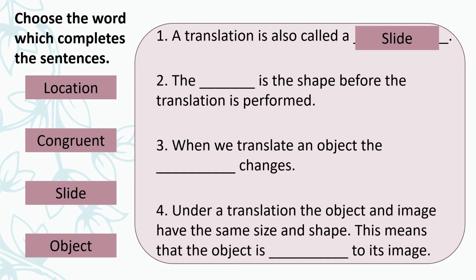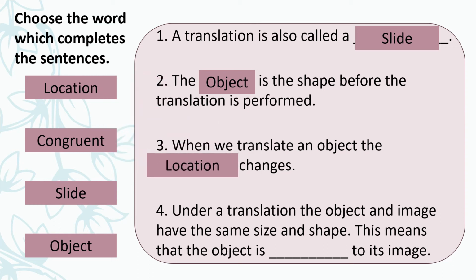Now let's take a look at our second statement. Our second statement says that something is the shape before the translation is performed. If you can recall that the object is the shape before the translation is performed, excellent job. Why don't we take a look at our third statement? When we translate an object, the something changes. And you would have remembered, even from our summary, that we said there's one thing which changes about a shape, and that is its location. When we translate an object, the location changes.